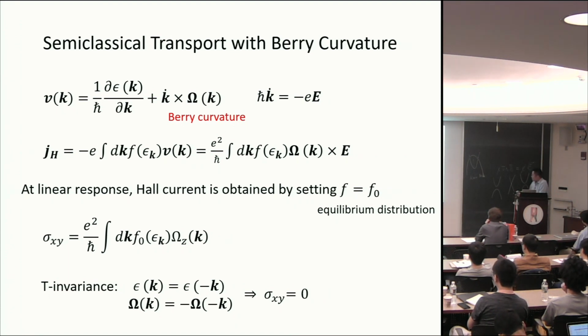Now, in systems with time reversal invariance, it is guaranteed that the energy at k and minus k are equal. So they have the same equilibrium distribution. Also, it guarantees that the Berry curvature at k and minus k are opposite. So then when we look at this Hall conductivity, it has to be 0. Right? That's why a time reversal invariant system does not have Hall conductivity at the level of linear response.